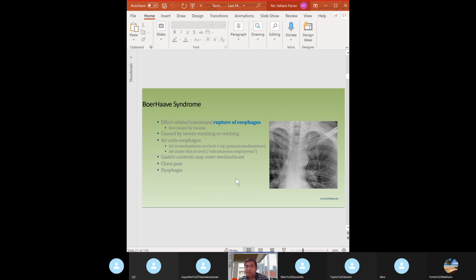So gastric contents may enter the mediastinum. You can also have chest pain and dysphagia. What's the moral lesson here? Do not drink, okay?